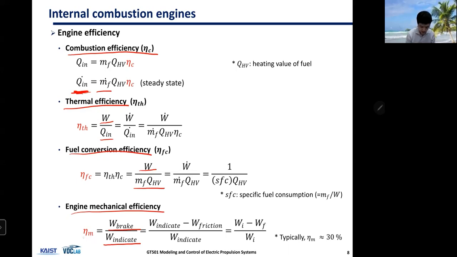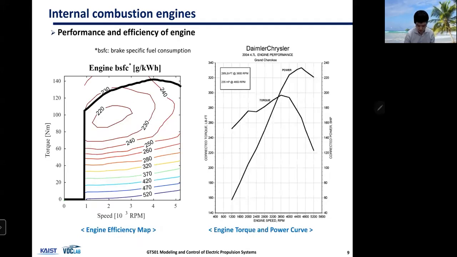So these are just different efficiency numbers, but the total efficiency is the multiplication of these values, and that's called the overall efficiency. And one representative number to actually compute fuel economy or fuel consumption is brake specific fuel consumption.